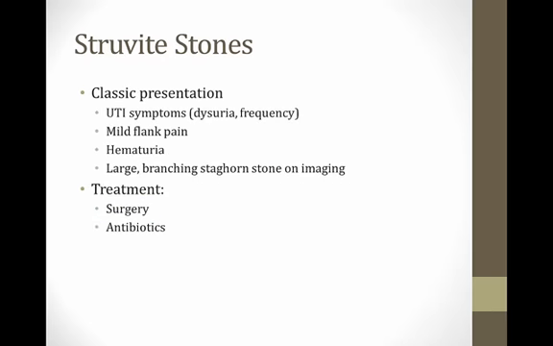So the classic presentation of a struvite stone is a patient who has UTI symptoms like dysuria and frequency. They often have mild flank pain. Because the stone is high up in the kidneys, the flank pain isn't always as intense as when patients have stones in the ureter with calcium. They'll get hematuria, and then they'll show you the imaging often with those large branching staghorn stones present. And the treatment is to do surgery to get the stone out and to give antibiotics for the infection.